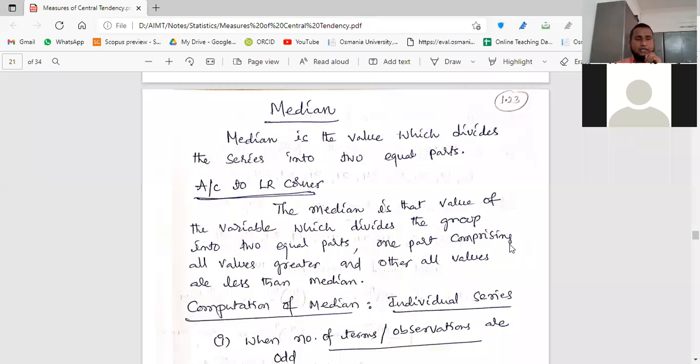In fact, all the measures of central tendency divide the series into equal parts only. This we have discussed in case of arithmetic mean also. When you calculated the arithmetic mean, you will find that it is the value which is centrally located in the series of given data. So median, by name itself, is suggesting that it will divide the series into two equal parts, left hand side and right hand side the same.